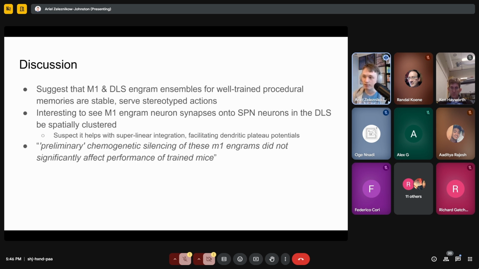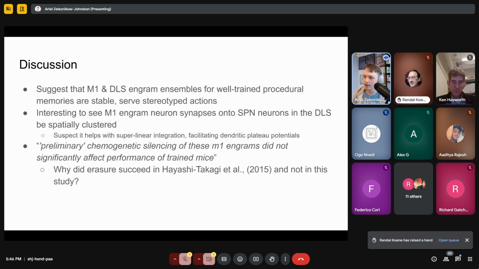And then one thing I found very sneaky is that in the conclusion, they have this key throwaway line, which I would have loved to have seen some data on in the supplementary material. They say that preliminary chemogenetic silencing of these M1 engrams did not significantly affect performance of trained mice. On the one hand, that's pretty weird. They've got this whole experimental setup showing the development of these robust M1 engrams, and then they're saying, but actually they don't matter, because if we chemogenetically silence them, the animals can still perform the task just fine.